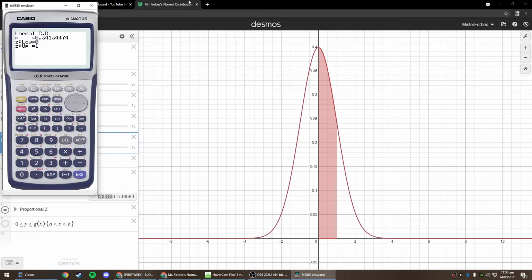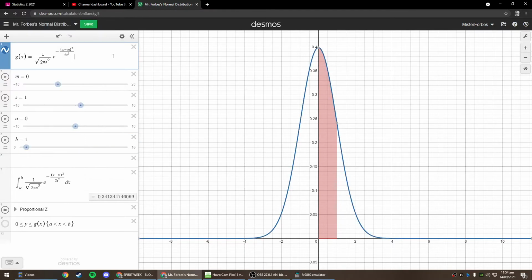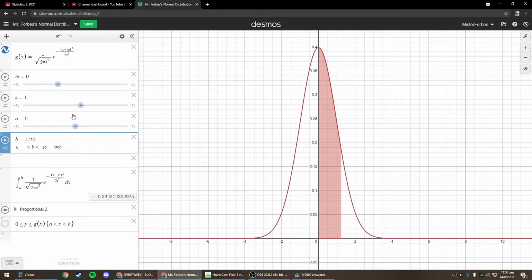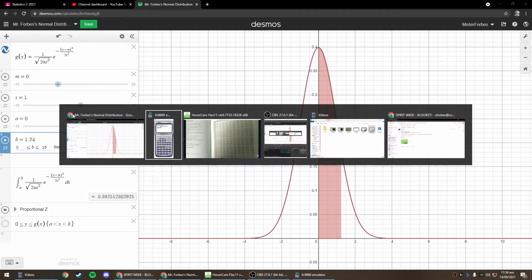I wanted to cover one more thing. Oh, actually, I'll do it when I do the next page. But what if it's something with more accuracy necessary? So let's look at that. Let's say that B was 1.24. Let's go with that. So between 0 and 1.24, how do we get something like that?